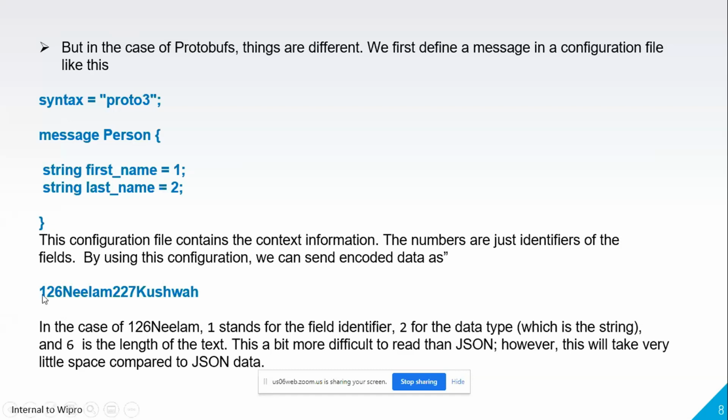In this case, 1 stands for the field number, 2 stands for the data type, which is a string, and 6 stands for the length of this text. Similarly, 2 stands for the field number, 2 stands for the data type, and 7 stands for the length of the text. This is a bit more difficult to read than JSON. However, it will take much less space compared to JSON data.